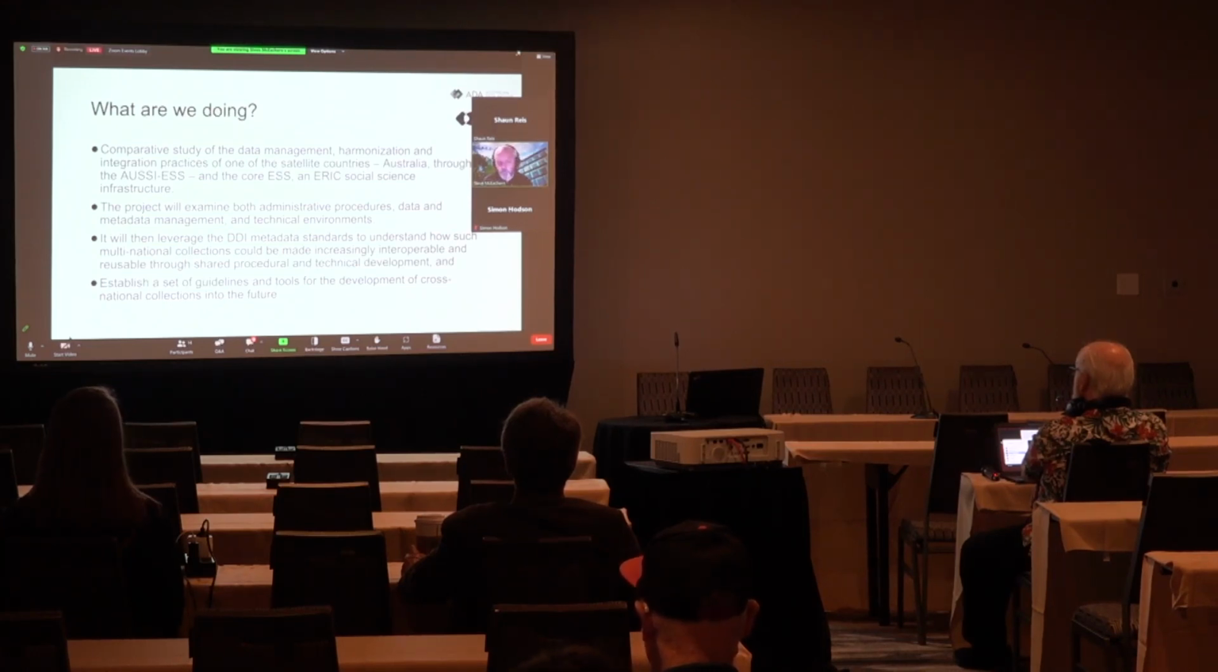So what we took the opportunity to do here was to look at some of the practices that are occurring within the core ESS, and then within ADA, who's providing a satellite program, for looking at where there might be possibilities for machine interoperability and reusability of management and technical environments for streamlining and improving the data integration process between the two countries, as an exemplar for what might be possible to do more broadly.